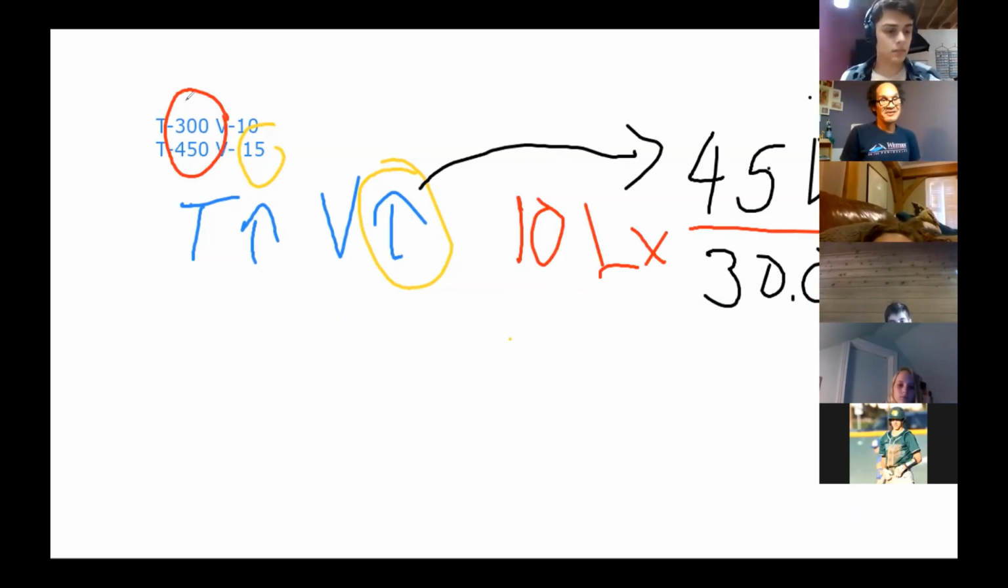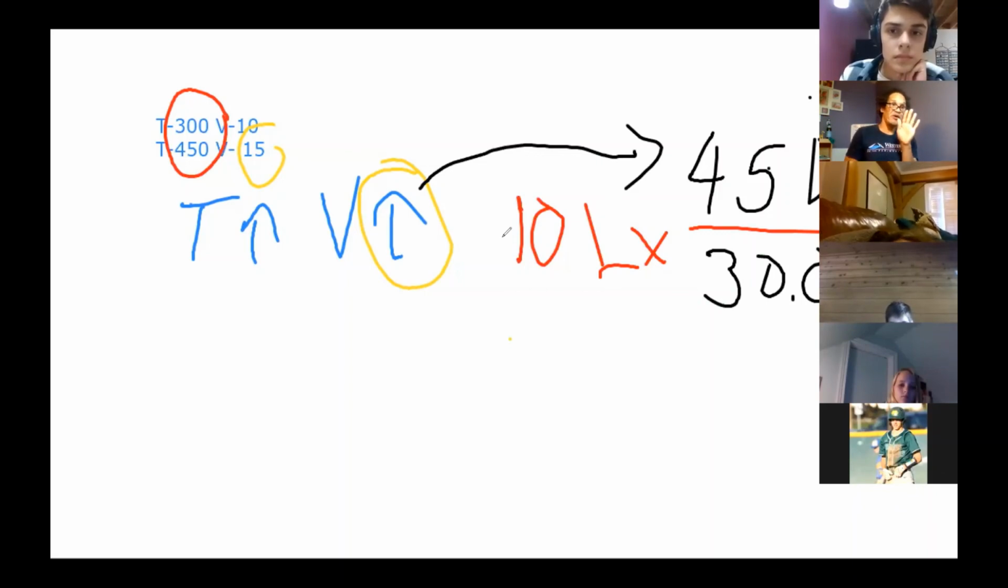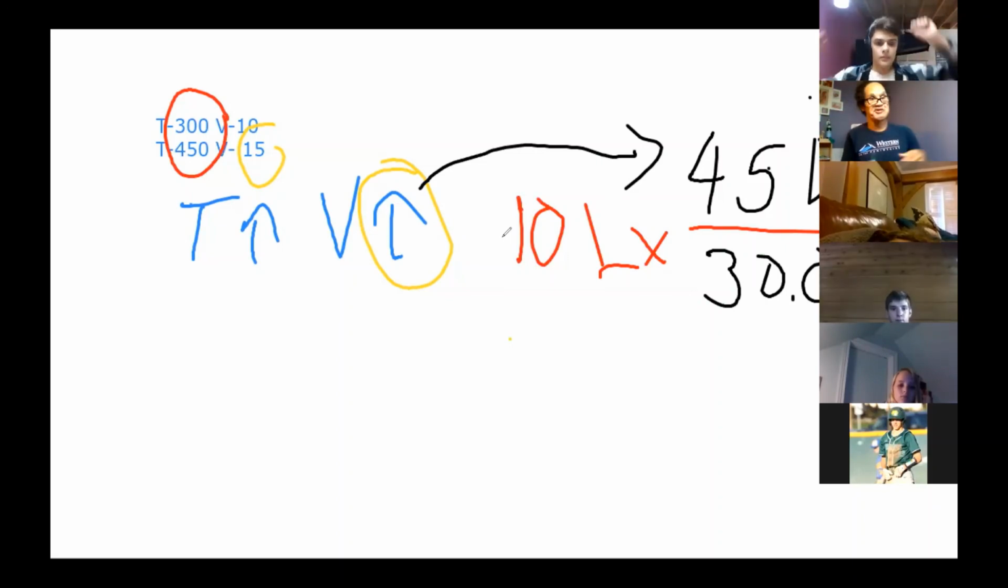And basically, if you know what effect temperature will have on volume, or pressure will have on number, or number will have on volume, those things we just went through, you'll be able to solve these problems.